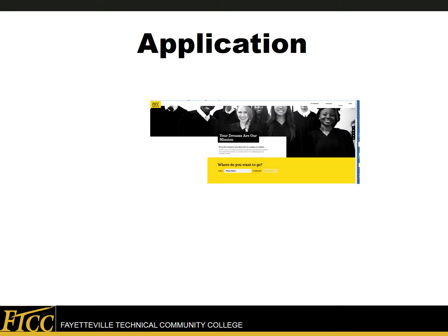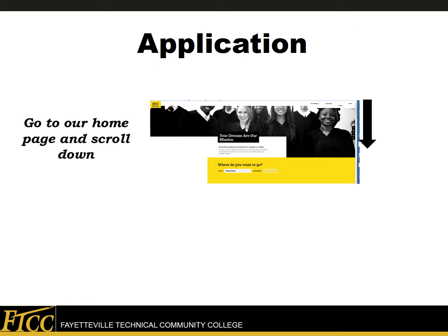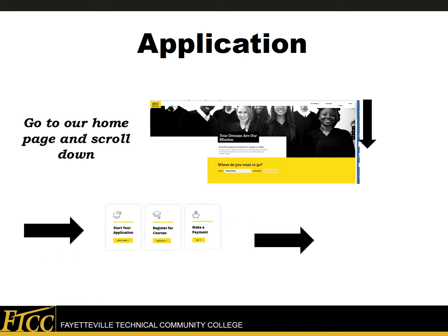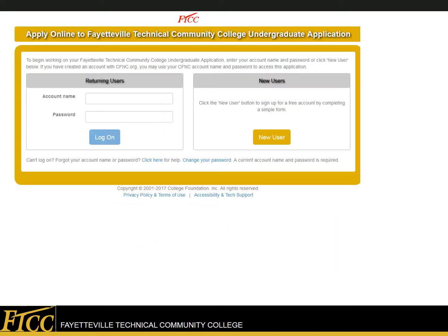After you have completed your RDS interview, you're ready to complete the online application. You can find it on the home page. Scroll down until you see the 3 boxes. Click on the first box and go to Apply Now. Here's the first page for the application. Either create an account or log into an existing account. Do not worry if you have forgotten your username or password. There's a link to help you with that.